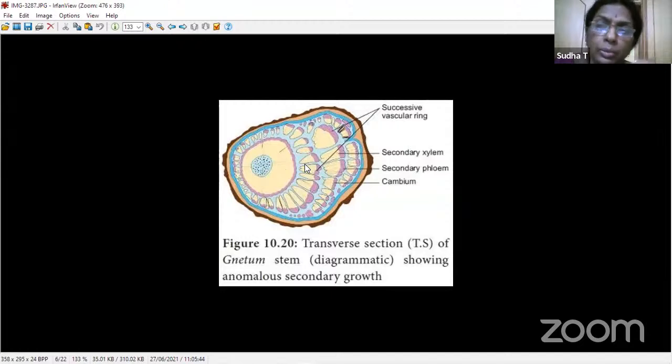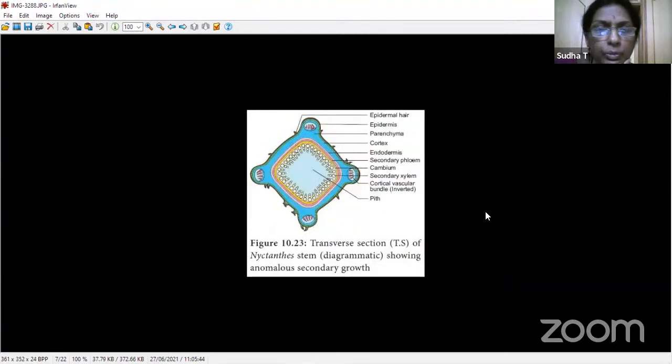stem able to grow around another support. This Gnetum plant, Gnetum ula, is also a liana, a woody climber. This is more abundant in the Araku region, also in the Nallamala forest. It's a very unique plant, Gnetum ula, and also endemic in a way. So this is another example of Nyctanthus.